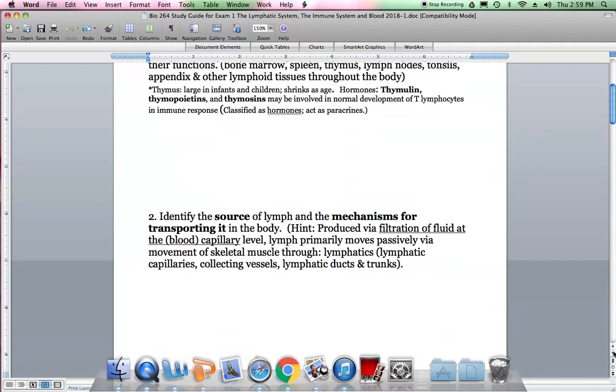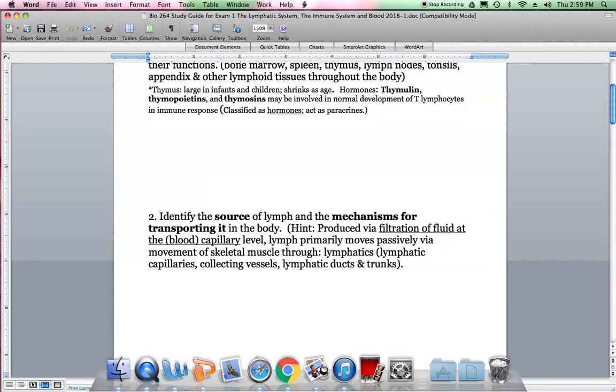The second major objective for chapter 20 is to identify the source of lymph and the mechanisms for transporting it in the body. And the hint right here is actually the answer. Lymph, the fluid that travels throughout the lymphatic system, is produced via filtration of fluid at the blood capillary level. And the lymph primarily moves passively via the movement of the local skeletal muscles through what we call lymphatics.